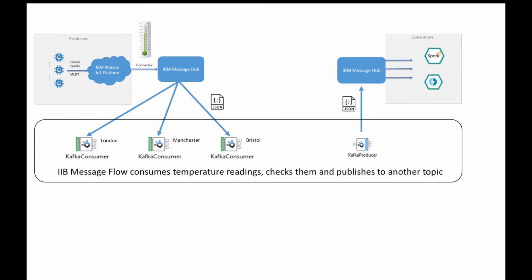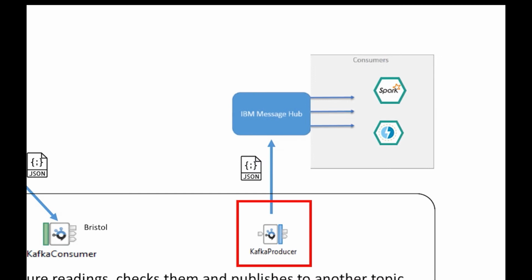An IIB message flow uses 3 Kafka consumer nodes to consume events from the topics that have been defined in IBM Message Hub. The purpose of the message flow is to check the temperature readings from each city and publish them to another Message Hub topic using a Kafka Producer node. The topic is subscribed to by analytics engines like Apache Spark.